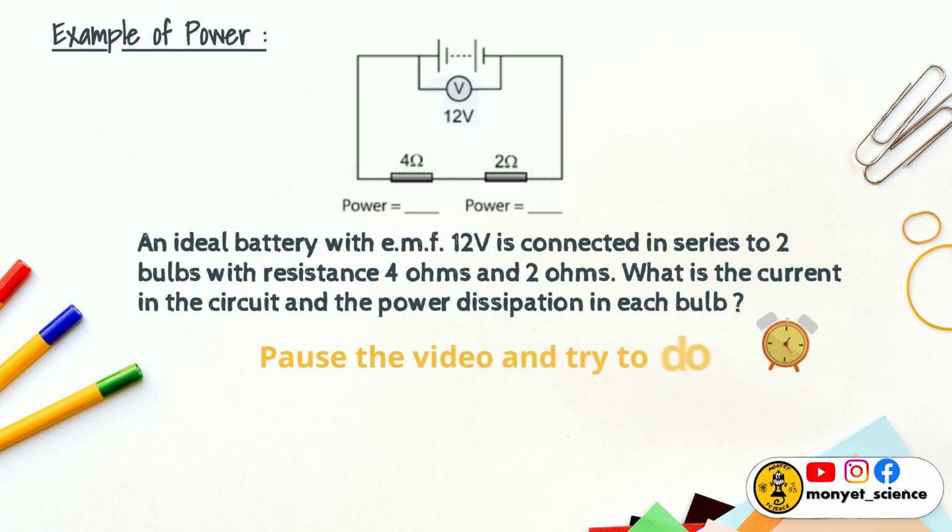Let's look at an example of power. An ideal battery with EMF 12 volts is connected in series to two bulbs with resistance 4 ohms and 2 ohms. What is the current in the circuit and the power dissipation in each bulb? Please pause the video to try it yourself.